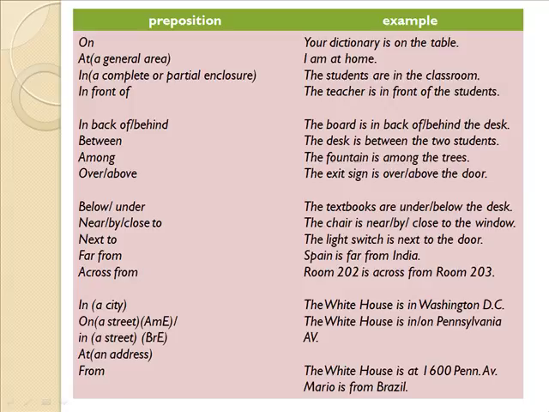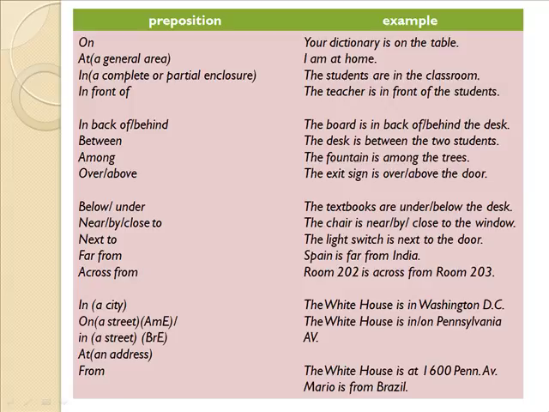In front of: the teacher is in front of the students. In back of or behind: the board is in back of the desk. The board is behind the desk. Between: the desk is between the two students. Among: the fountain is among the trees. Between and among are similar, but between is used when you are talking about just two. Over or above: the exit sign is over or above the door. Below or under: the textbooks are under the desk, or the textbooks are below the desk.